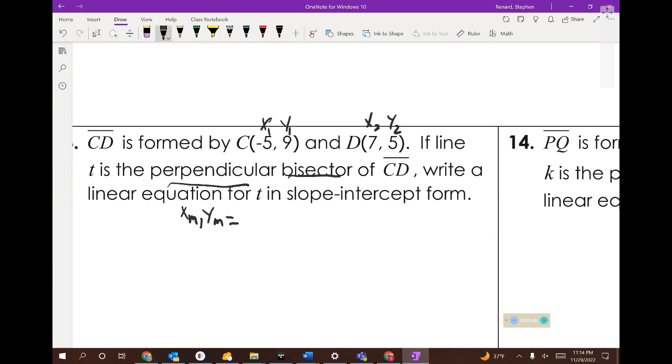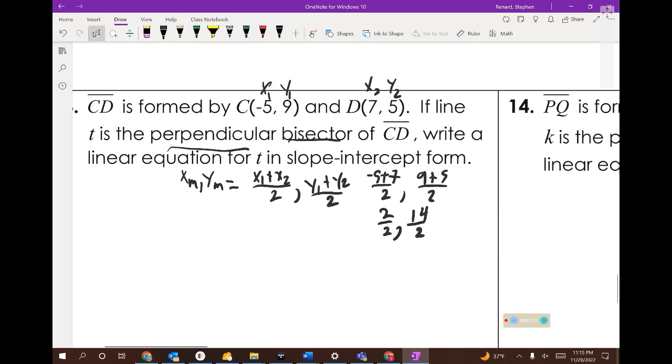Anyway, (xm, ym) is (x1 plus x2 over 2, y1 plus y2 over 2). This is going to give us our midpoint of this segment. So we're going to go -5 plus 7 divided by 2, 9 plus 5 divided by 2. -5 plus 7 is 2. 9 plus 5 is 14. So that gives us a midpoint of (1, 7).